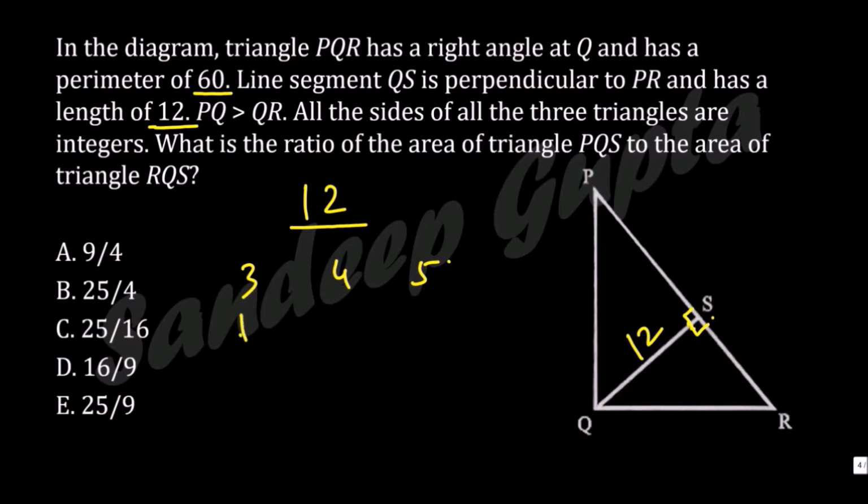So I can create 12 from here and I can create 12 from here. How do we create 12 from this? Let's see. I have to multiply by 4 here and I have to multiply by 3 here. So this will become 12, 16, 20 and this will become 9, 12, 15. 3, 4 and 5 has been multiplied by 4 and 3, 4 and 5 has been multiplied by 3 here. So these become the two possible triangles.